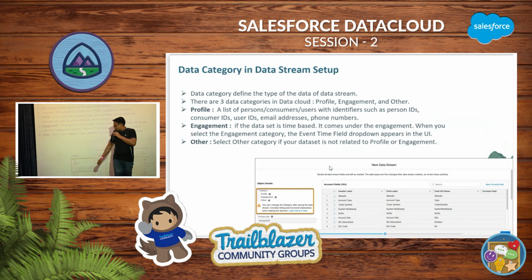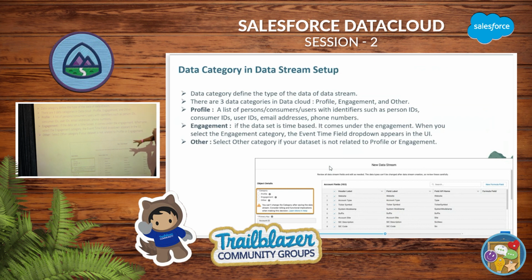If we are selecting profile, then definitely there is some email address, some mobile number, and some contact point address. Email goes into contact email, phone goes into contact phone, and address information goes into contact point address. These three objects come under my Customer 360 data model, which we discuss in the next slide.